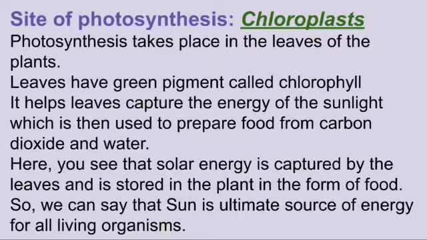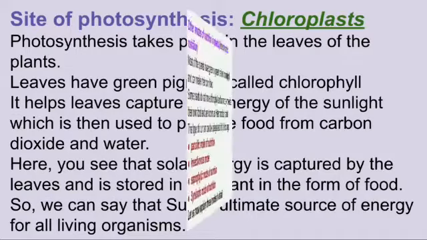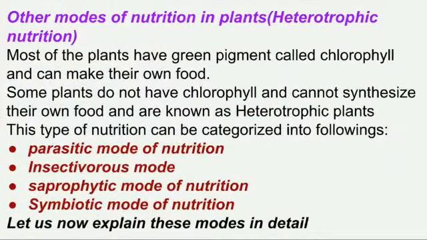So what will happen if the plant does not have chlorophyll? Let us discuss. So the other mode of nutrition in plants is heterotrophic. Most of the plants have a green pigment called chlorophyll and can make their own food. But some plants do not have chlorophyll and cannot synthesize their own food, and are known as heterotrophs. Here there is a major difference between autotroph and heterotroph. In autotrophs, chlorophyll is required, but in heterotrophs, there is no need of chlorophyll.